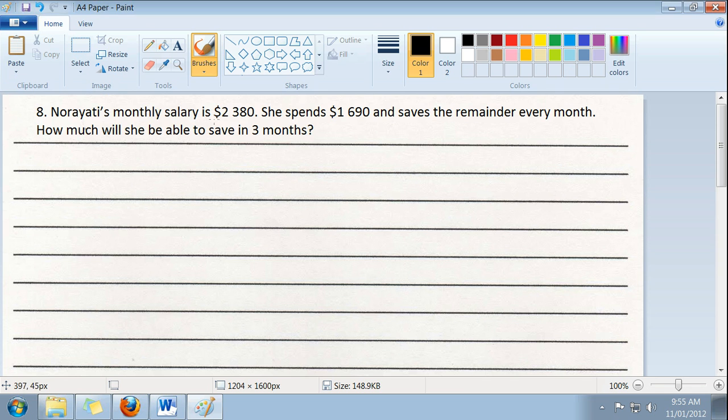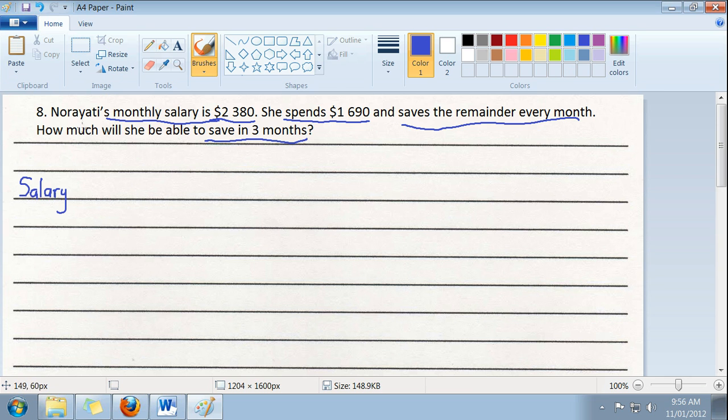Monthly salary, so she gets 2,380 a month, and she spends 1,690, and she saves what's left over, in other words, every month. How much will she be able to save in 3 months? Alright, let's write down what we know.